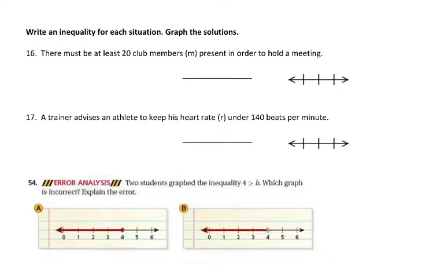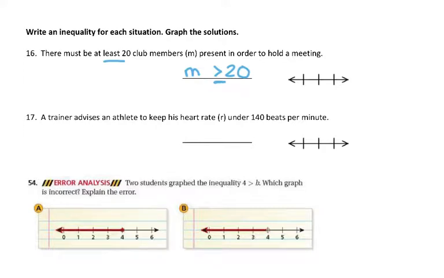There must be at least 20 club members present in order to hold a meeting for this inequality. They want us to write one and then graph the solutions. So the least number is going to be 20 club members. So 20 is the lesser number. It looks like we can have 20, so equal to, and then M is our members. So there must be at least 20 club members. So 20 is fine, and anything above that, so numbers greater than or equal to 20, that's what we're reading, in order to hold a meeting.